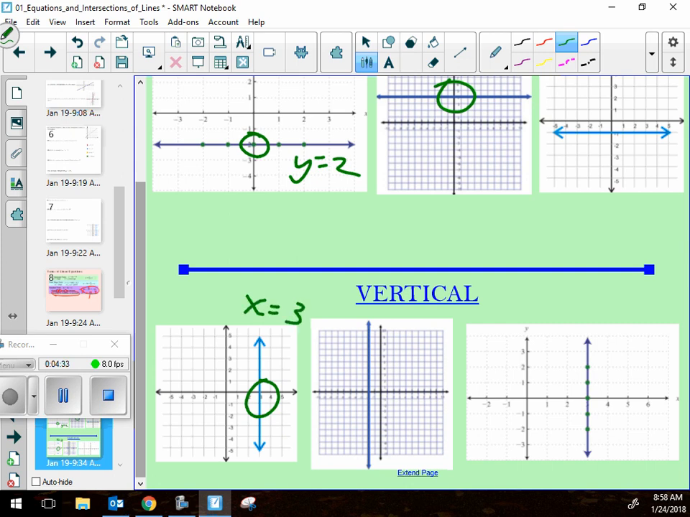Okay. So these are weird. Why? Because they only have one variable. Instead of saying like x plus 7 equals y minus 2, it's having an x and a y in it. It's just got an x or it's just got a y. Yes?